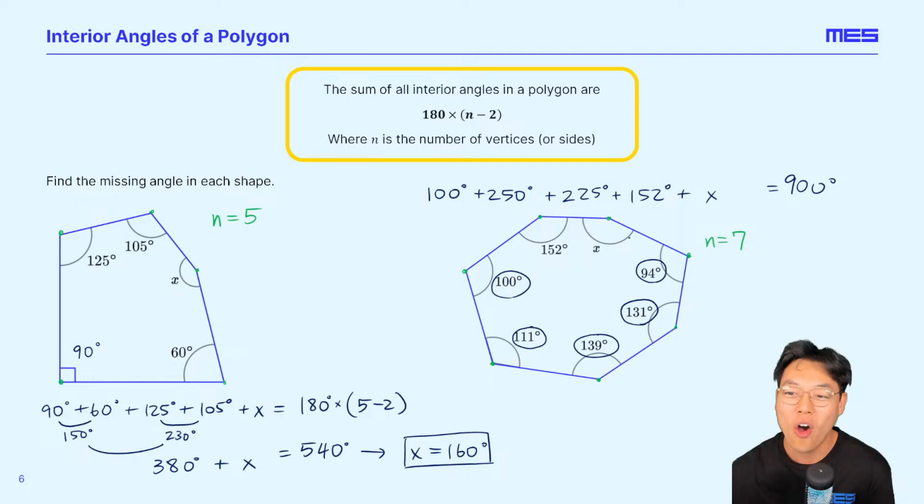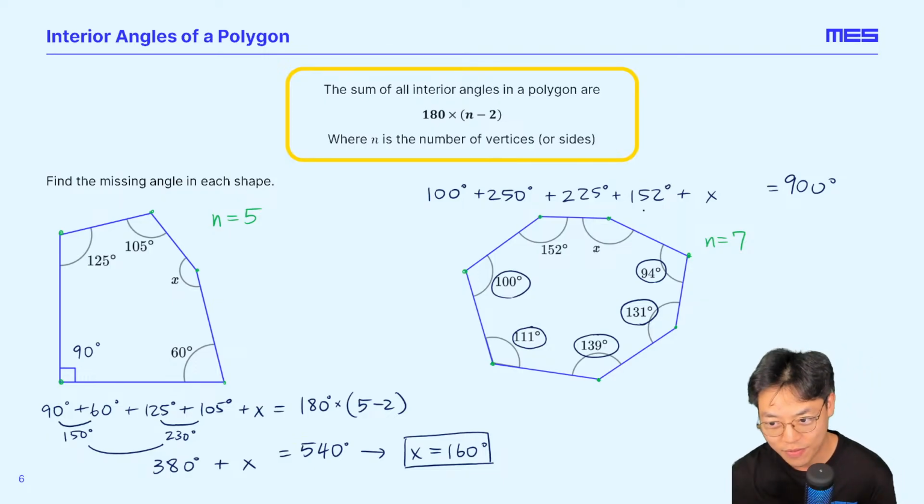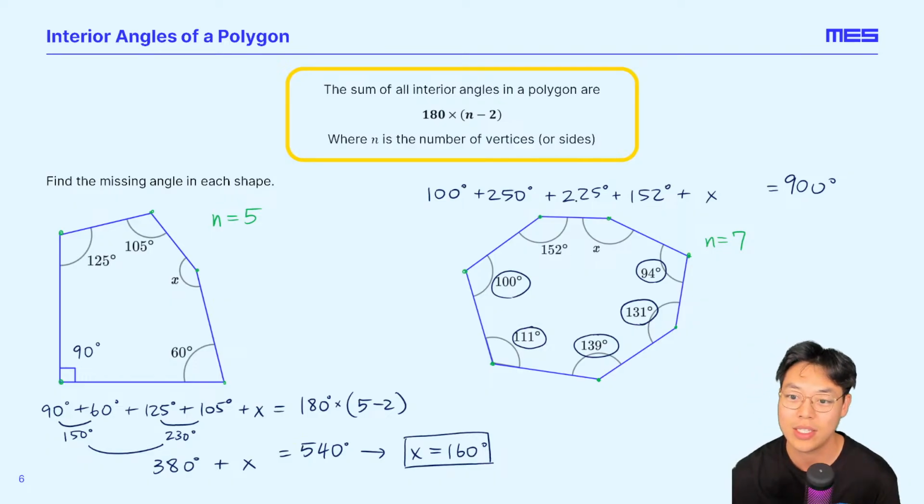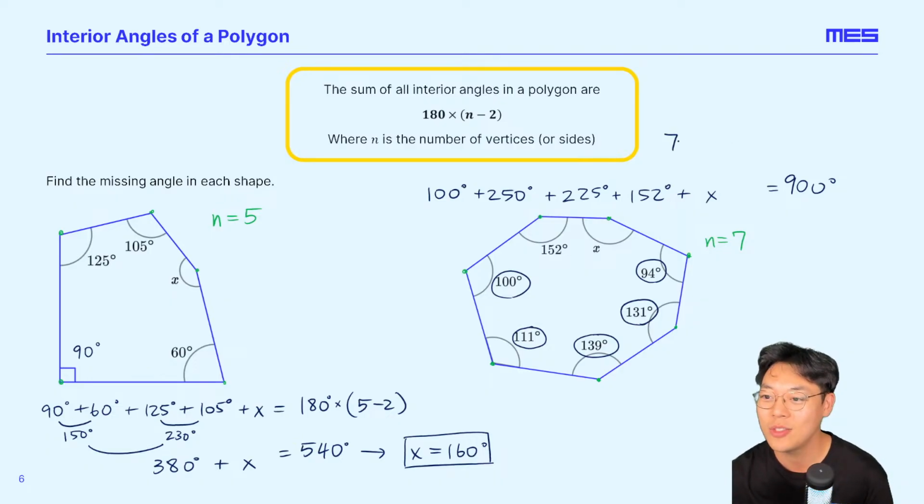Now, let's add up all these numbers on the left. 100 plus 250 is 350. Add the 225, that's 575. Add the 152, that's 675... no, that's not right. 475, 575, 675, 725, 727. So we have 727 degrees plus x is equal to 900. So what is x equal to?